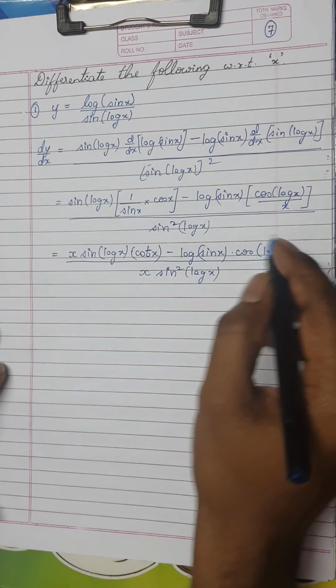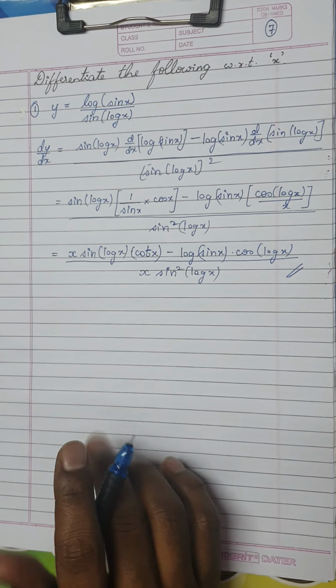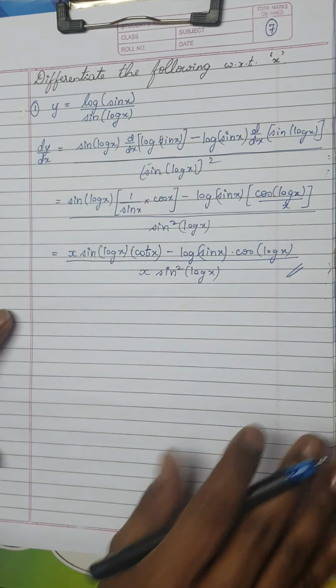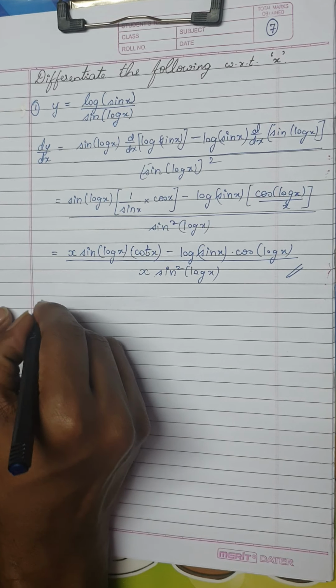So this is how you use the chain rule process for the quotient rule. Okay, so we'll go on to the next question. Are you ready?